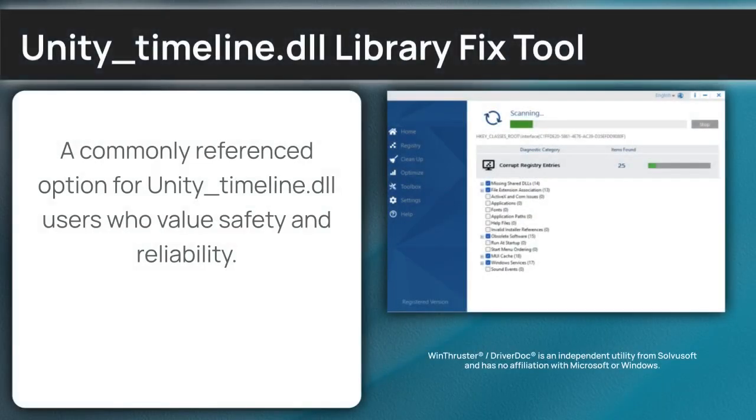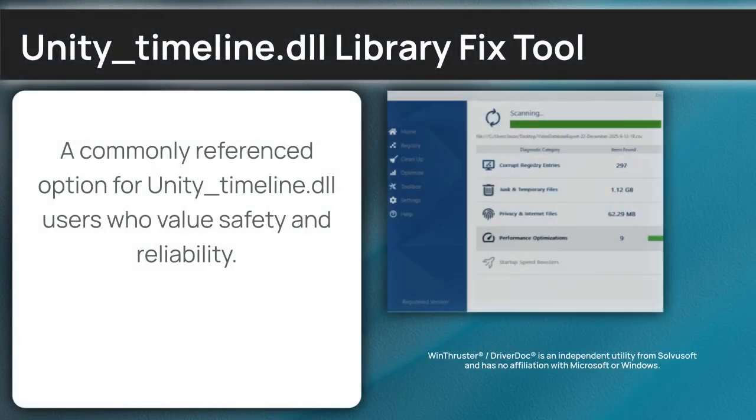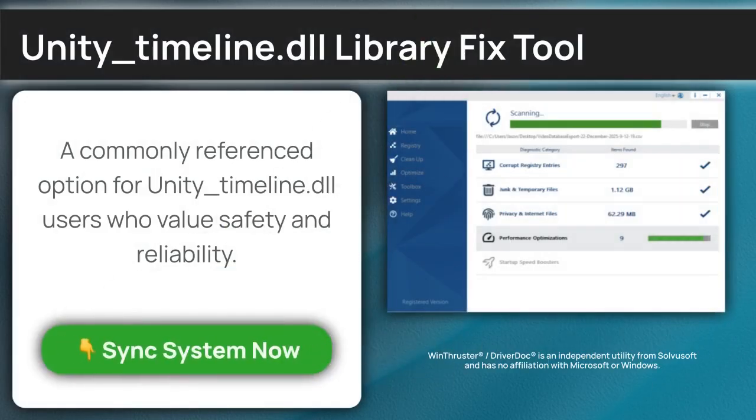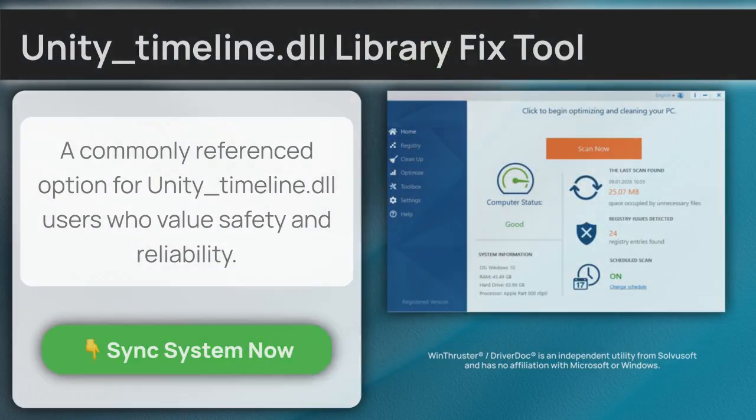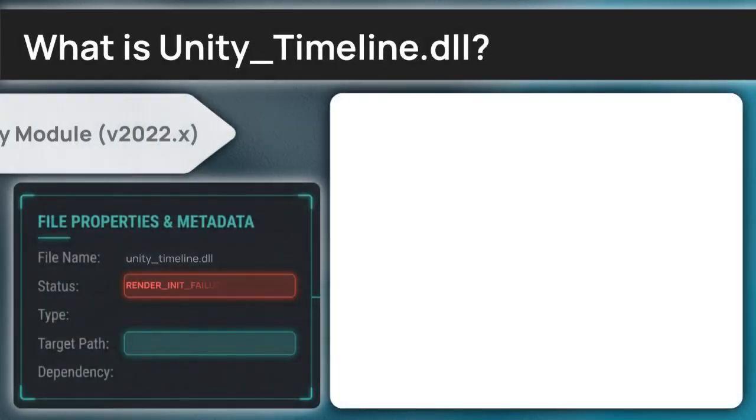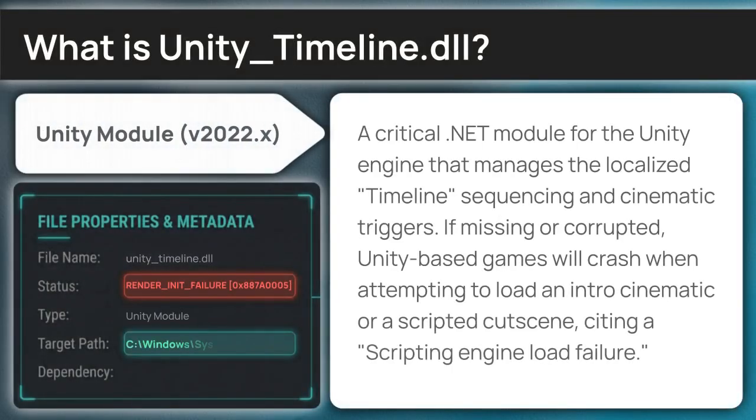To begin the walkthrough for Unity Timeline Module, you can choose the manual path or use a resource designed for environment stability. This is the Unity Timeline Module, a critical .NET module for the Unity engine that manages the localized timeline sequencing and cinematic triggers. If missing or corrupted, Unity-based games will crash when attempting to load an intro cinematic or a scripted cutscene, citing a scripting engine load failure.